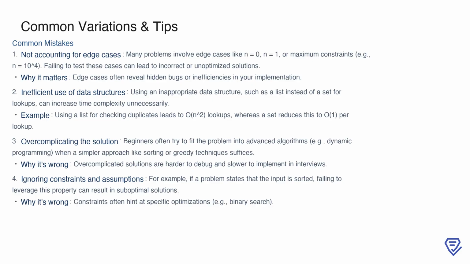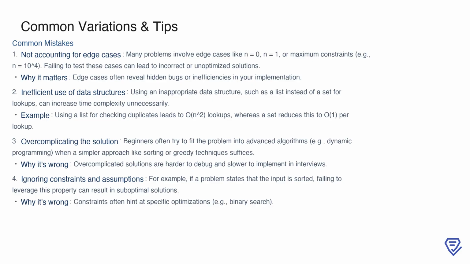Another mistake is using inefficient data structures. For example, if you're checking for duplicates, using a list instead of a set can unnecessarily increase the time complexity from O(n) to O(n²). Choosing the right data structure can make a huge difference. Similarly, beginners sometimes overcomplicate their solutions by trying to apply advanced techniques like dynamic programming, even when simpler approaches, such as sorting or greedy methods, would suffice. Overcomplicating doesn't just waste time, it makes debugging harder too.